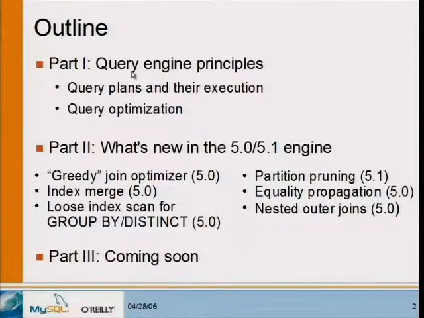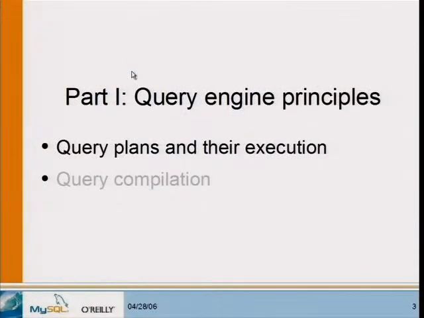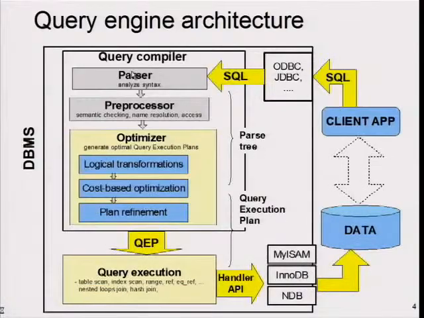And in the second part, depending on time, I will try to cover the six most important features that our team has introduced since version 5.0, and one of these features is in version 5.1. And finally, I will talk about the latest stuff we're working on currently, which is either in design phase or already partly implemented. So we begin with query plans and their execution. And first, I will go through the architecture of the query engine.